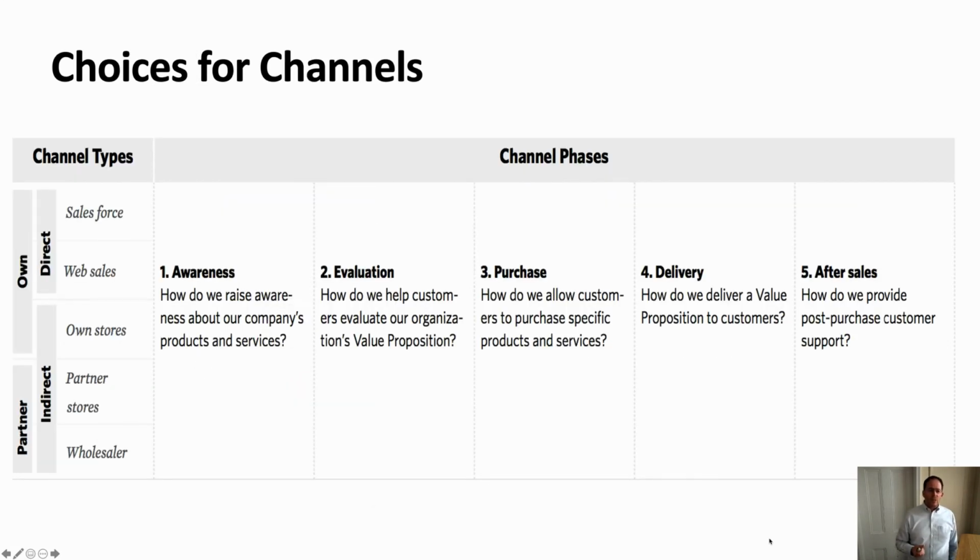And in terms of choices for channels, think about these different phases. Because the customer, if they want, how are you going to raise awareness about your company's products and services?